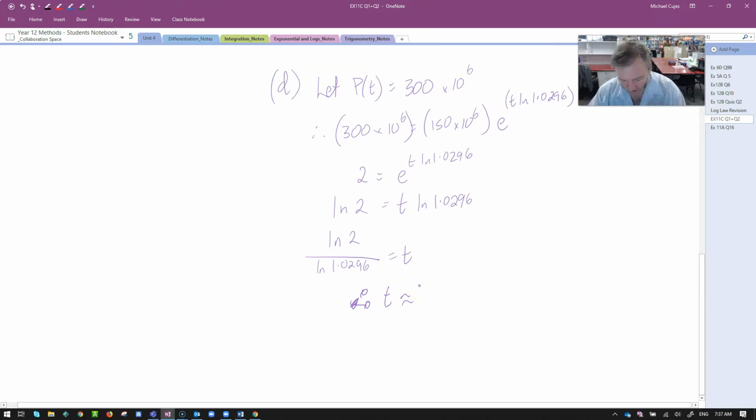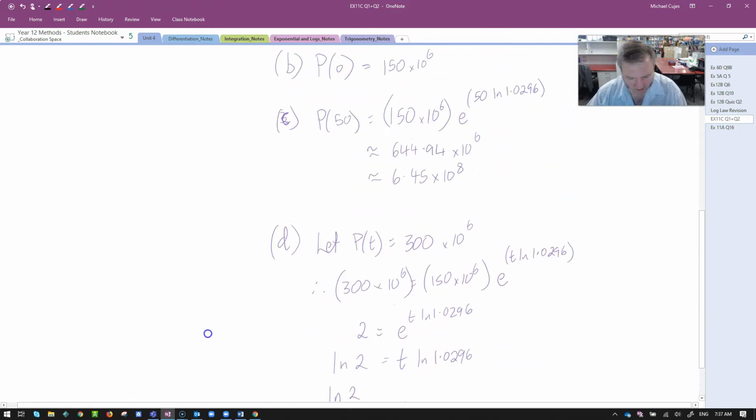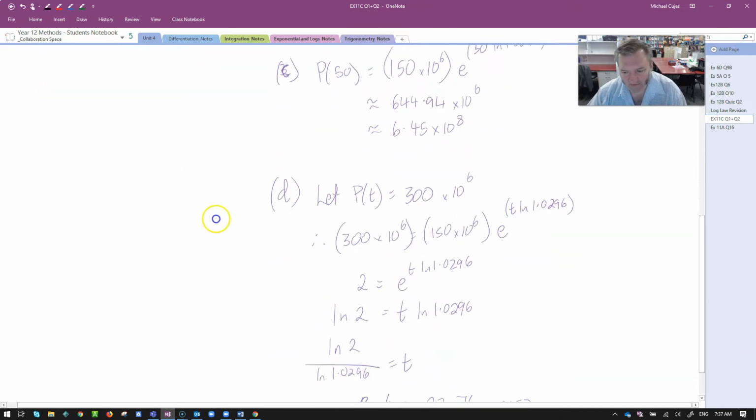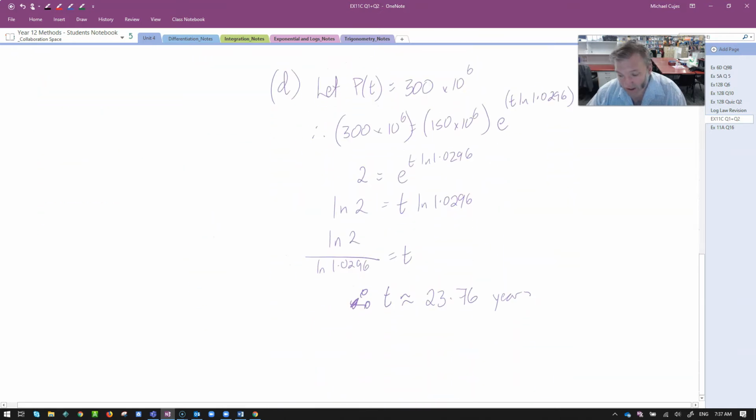And we go log 2 divided by log 1.0296 equals 23.76 years. Now, did it say in what year, or did it just say how long? After how many years? So there, you could write a nice little sentence. After 23.76 years, it would be approximately 300 million.